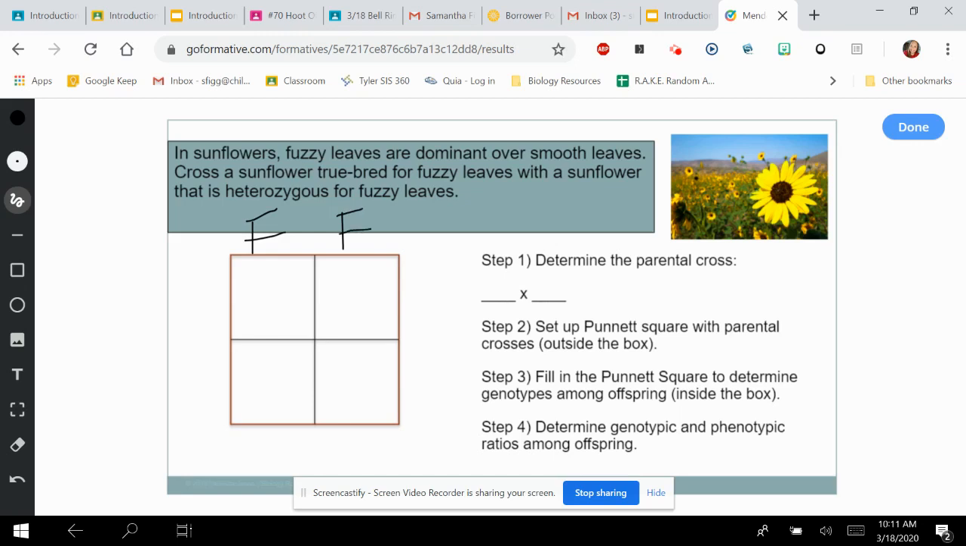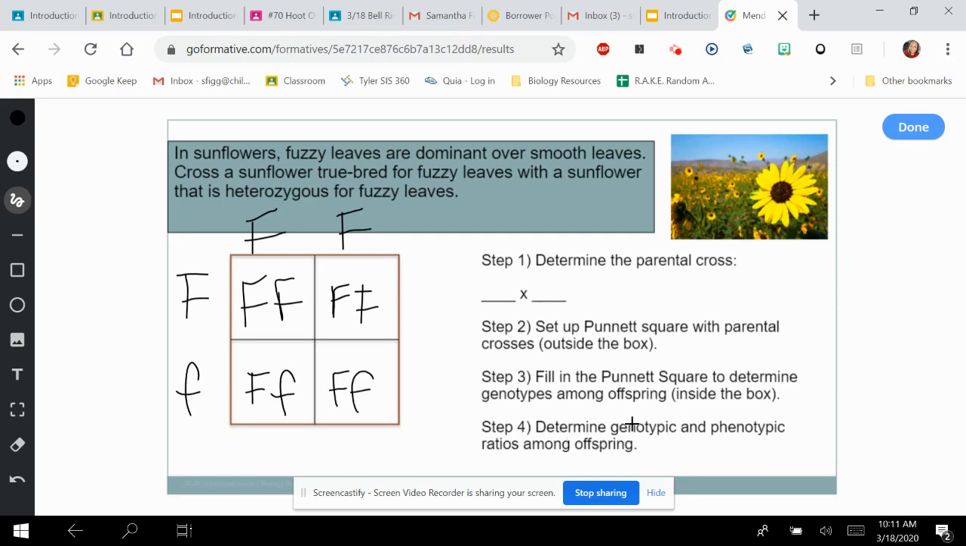That means that your true bred must be big F. And then your heterozygote must be big F, little f, because that's what it means to be a heterozygote. When you run this cross, you're going to end up with your top boxes being big F, and then your bottom boxes being big F, little f.